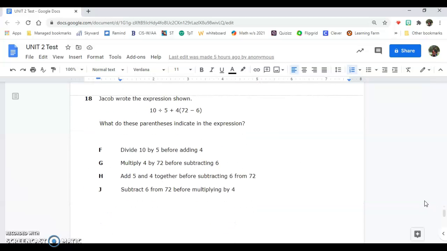Number 18, Jacob wrote the expression shown. What do these parentheses indicate in this expression?